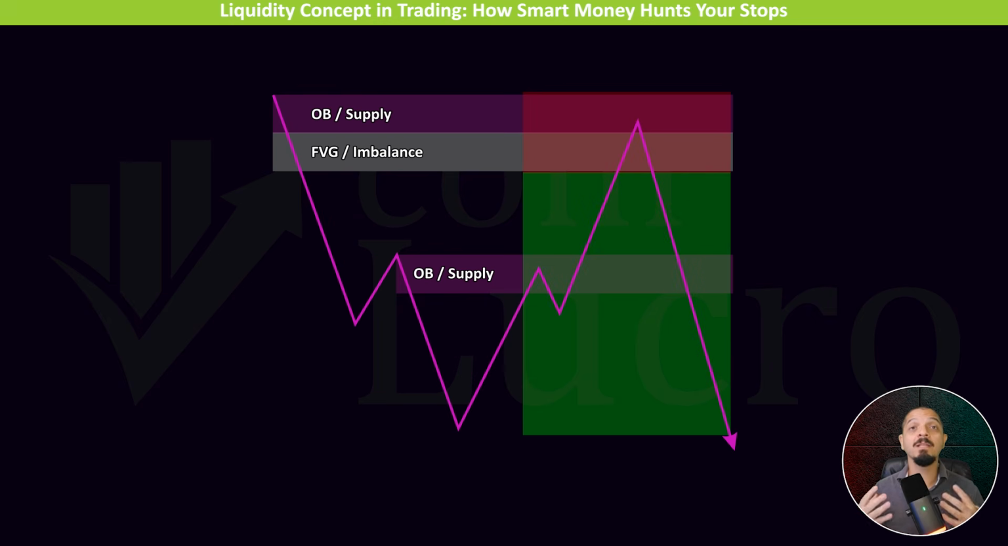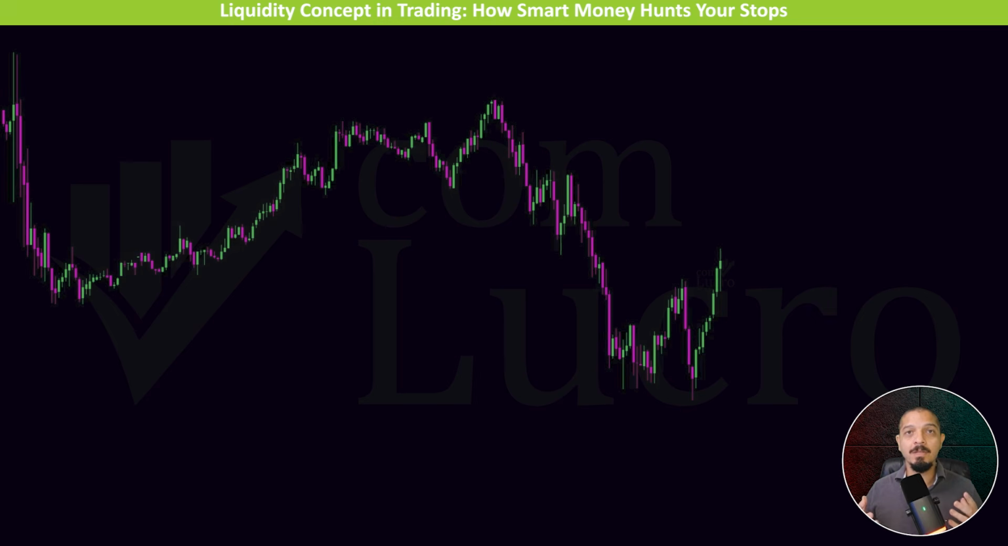These are the 2 main ways to identify inducement: an unfilled imbalance and nearby liquidity. In the next section, I will show you real chart examples so you can recognize this setup in live market conditions. Here we have a 15-minute chart example of inducement in action.